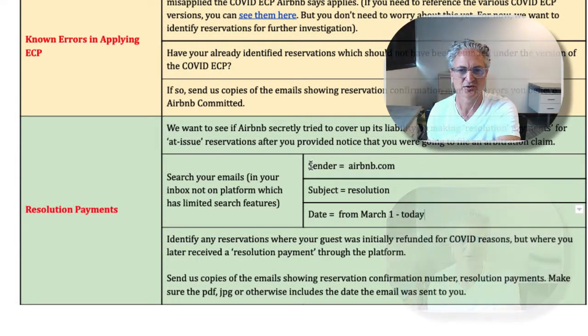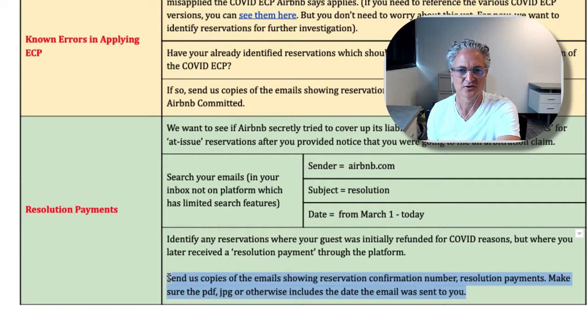So search your emails, sender airbnb.com, subject resolution, do a date search, and then hand scroll through those to see if any reservations are related to COVID refunds, all right? And again, this may occur as a result of your going through the discovery phase of your case, but it may have been for some other reason.